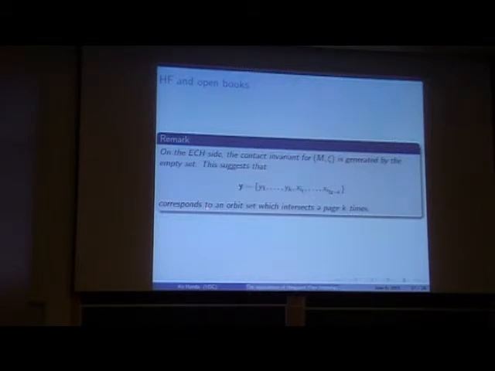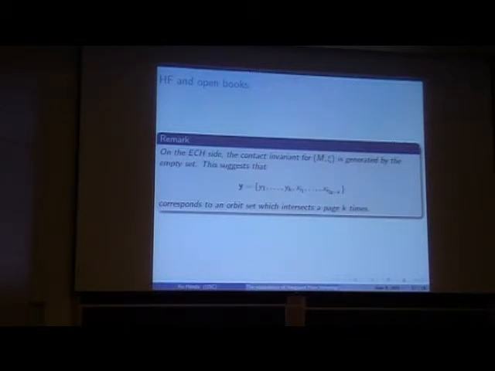Then if you think in terms of how this should correspond to embedded contact homology, it really needs to correspond to an orbit set which intersects a page exactly k times. So these are basically ground states. Somehow you can just cross them out mentally, and then you're just left with k tuples. That should correspond to an orbit set which intersects the page k times. That's somehow the principle.